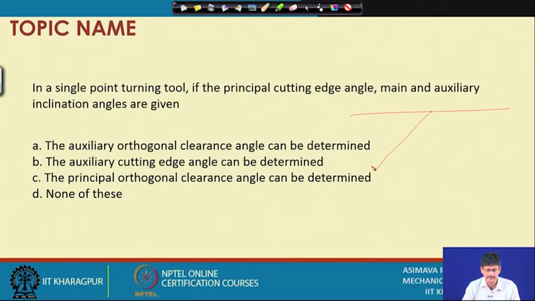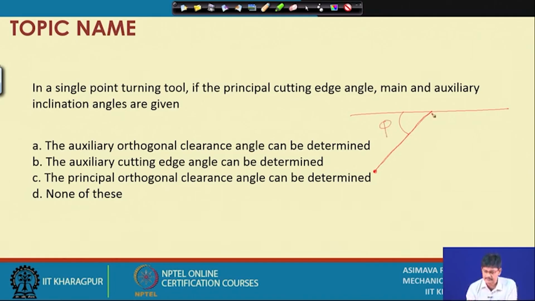The main and auxiliary inclination angles are given. So, I know the main inclination angle lambda. The way this is inclined from the starting point, I am knowing this, and the way the inclination angle of the auxiliary cutting edge is oriented, that also I know. Mind you, we are knowing nothing else. In that case, whether, so let me write down, this is known.